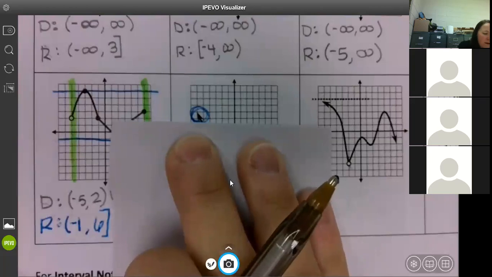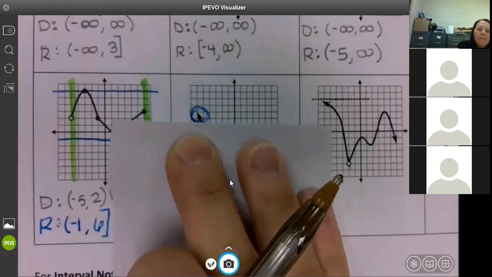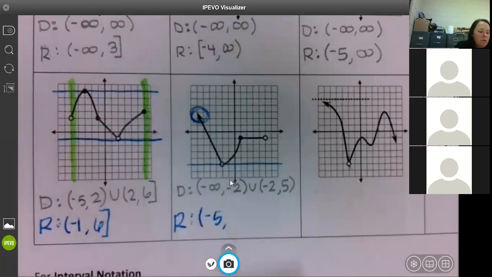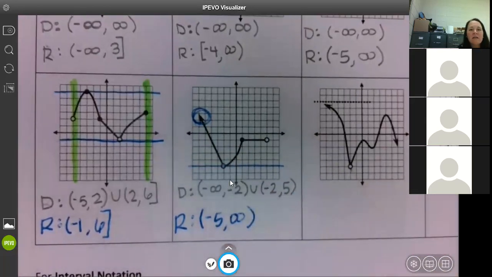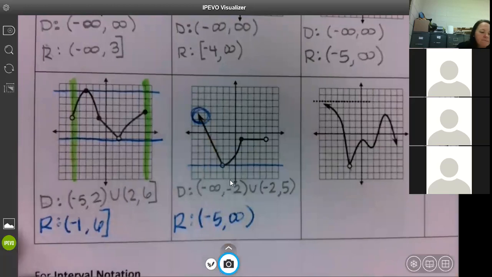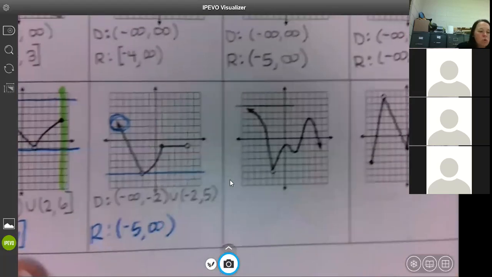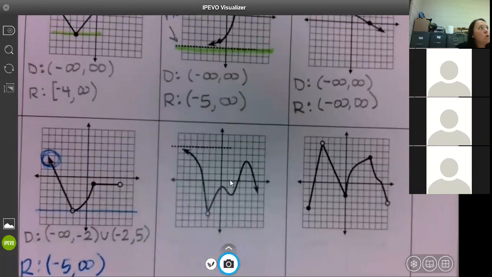Negative infinity. Not negative, but positive, because we're going up. Up and down is what we're talking about. So it's actually positive infinity. So your range is going to be -5 excluded up to infinity because this point's up. All right, so 2 more and we'll quit.